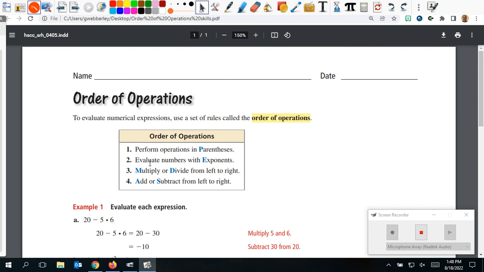Once you've done that, or there are none of those, then you're going to go to number 2 with exponents. So you evaluate any exponents there. Then after that, it's multiplying and dividing. Then last is adding and subtracting.